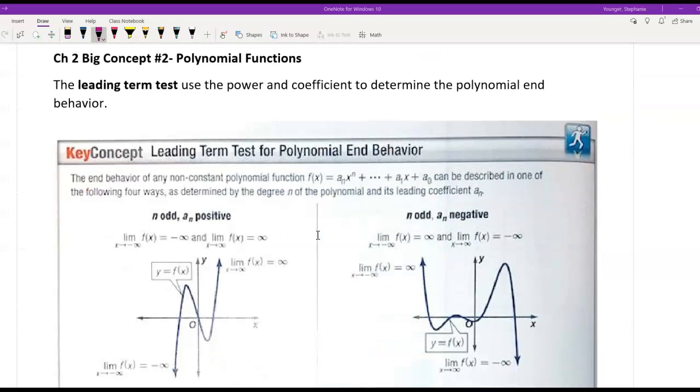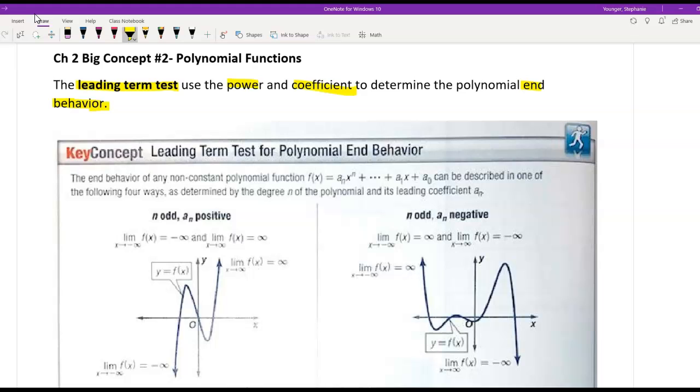All right, so now we're actually going to talk about what we call the leading term test. And this is a very important concept. Once again, it's going to help save so much time when it comes to sketching graphs. So basically, you're going to use the power and the coefficient to determine the polynomial's end behavior. We kind of talked about that a little bit in our last lesson, but now we actually have a name for it, the leading term test.